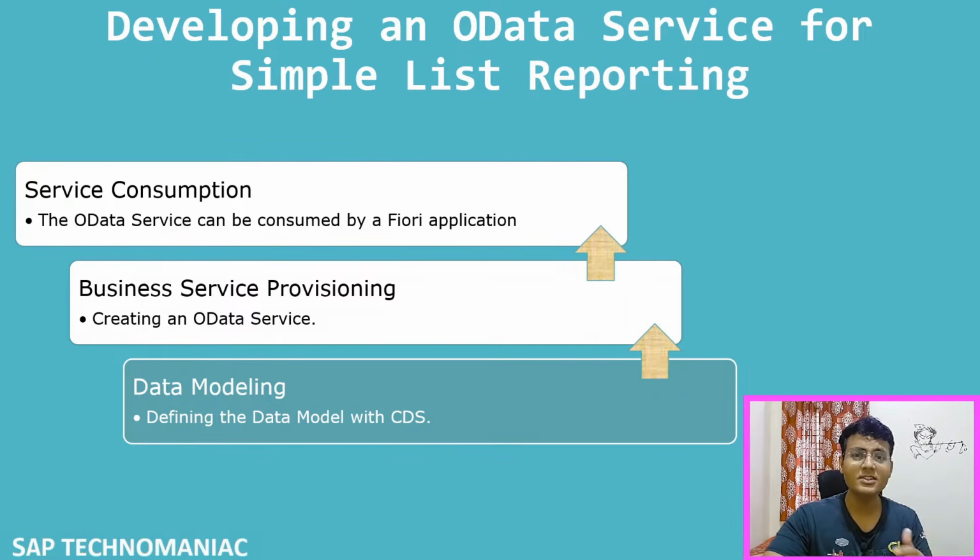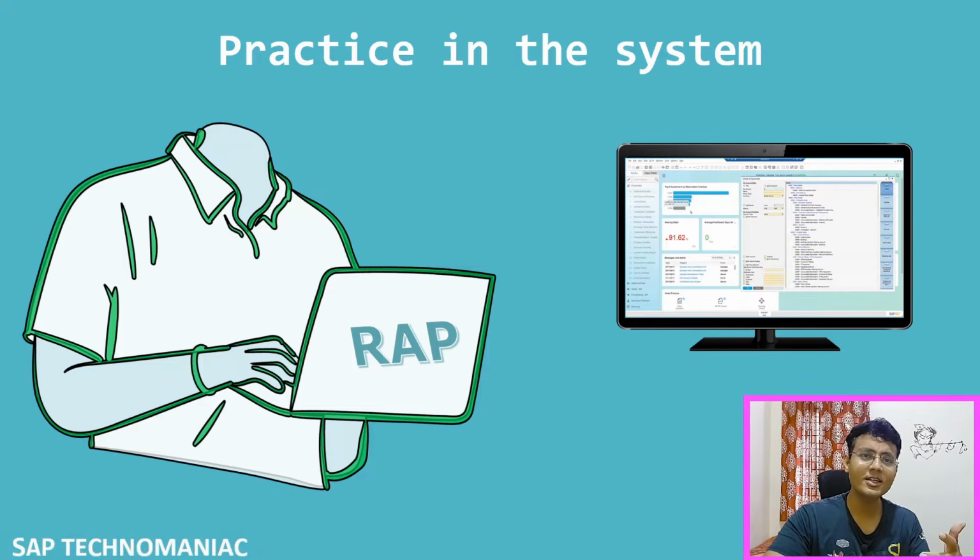Obviously, we will start with a simple list report, where we will follow the RAP architecture. We will start with data modeling, then business service provisioning and service consumption. The first step, let's start with data modeling, where we have to develop the data model. Let's jump into the system, see these tables available in the system, and start with our first development.